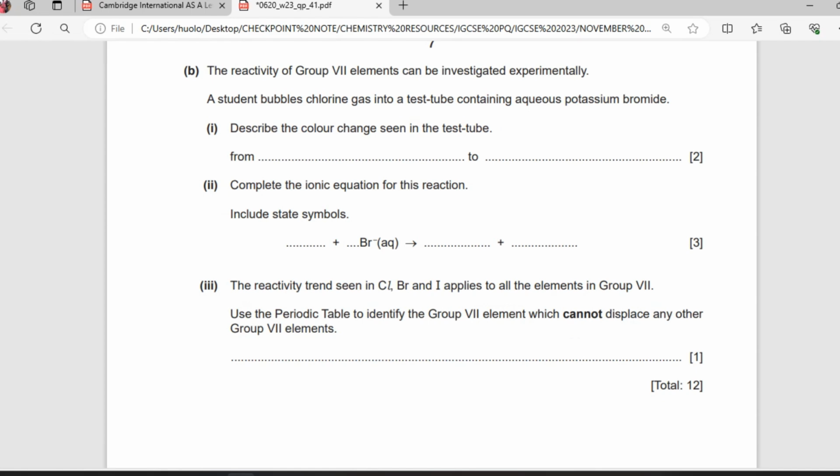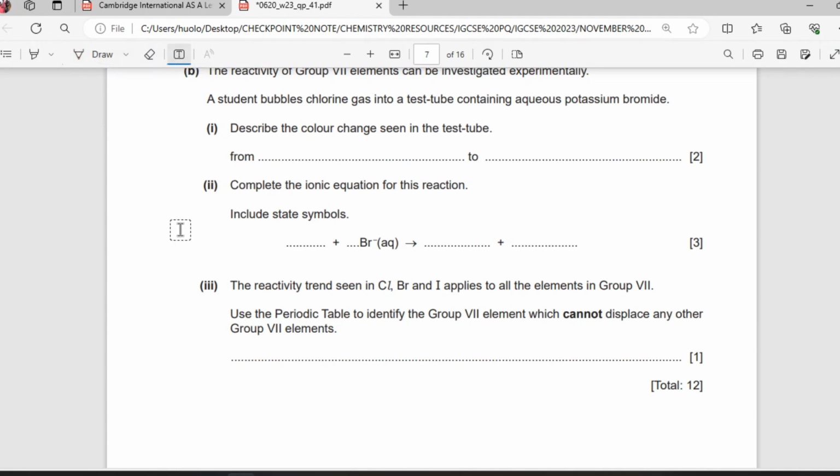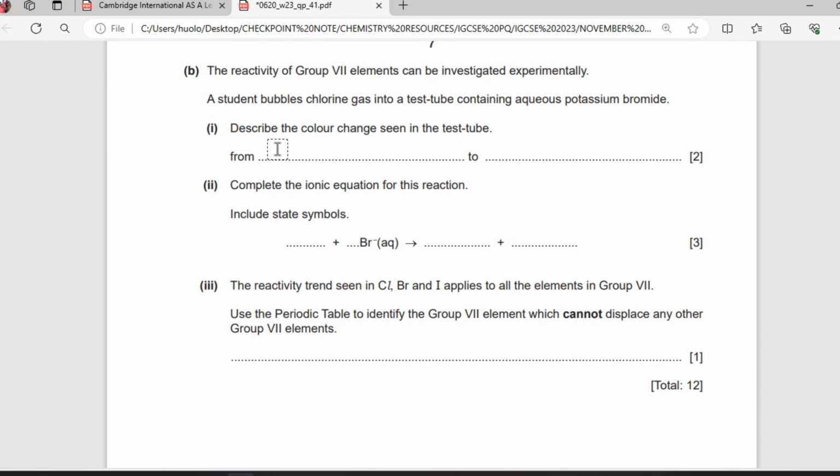The B question says the reactivity of group 7 elements can be investigated experimentally. A student bubbles chlorine gas into a test tube containing aqueous potassium bromide. Describe the color change seen in the test tube. Okay, so please note that any salt that contains a group 1 metal will always be colorless. The solution will always be colorless.